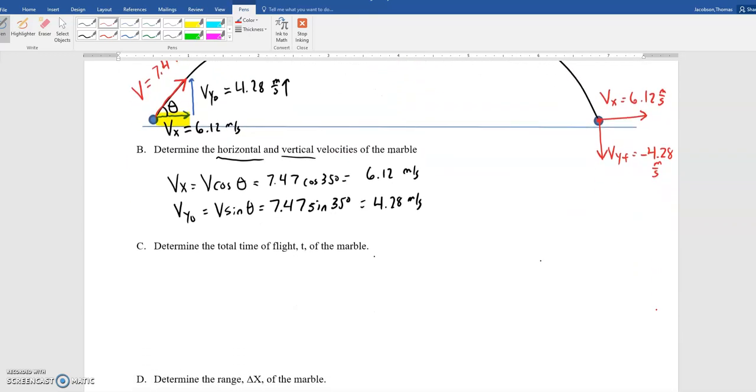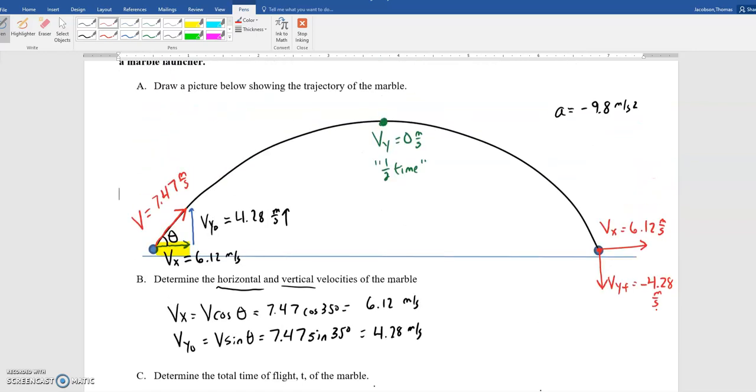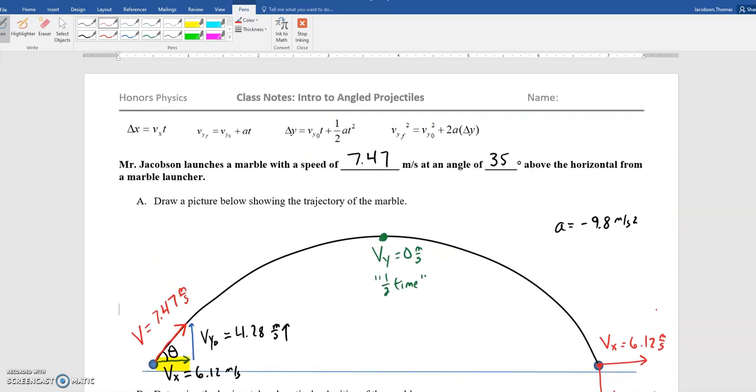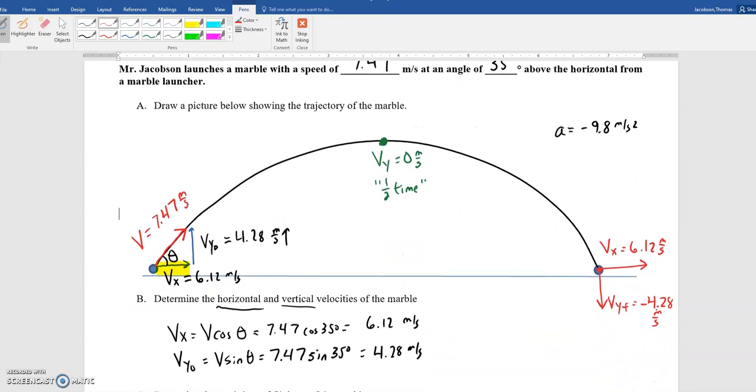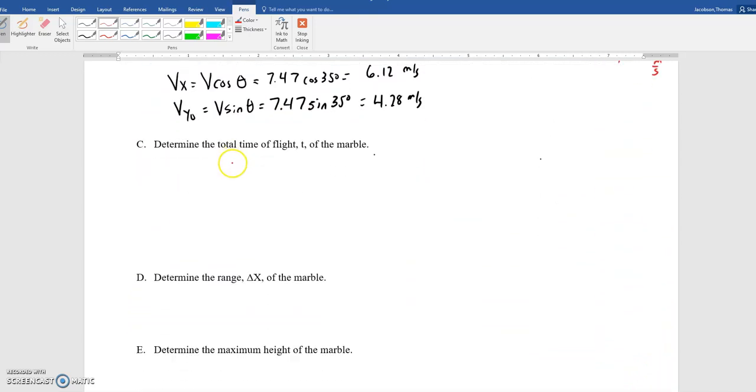So when it says determine the total flight time of the marble, we're looking for one of the equations up here at the top of your worksheet that has time in it along with all the other givens. And if you wanted to take a few seconds and pause your video right now and search for it, you could. I'm going to go ahead and just tell you what formula it is. Turns out we can use Vyf equals Vy0 plus a times t. So we know our final vertical velocity is negative 4.28. Our initial vertical velocity is positive 4.28. Gravity is negative 9.8. And our time is what we don't know.